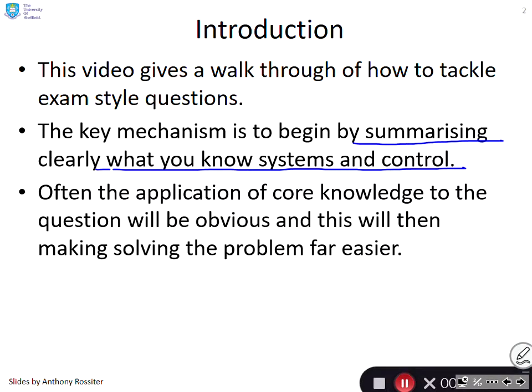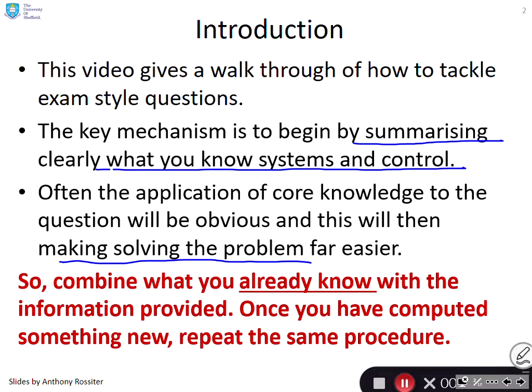Often, the application of your core knowledge, what you already know, to the question will be obvious, especially when you think about it, and if you do this, it will make solving the rest of the problem far easier. So in summary, you need to practise combining what you already know. The key thing is to identify what I already know, and then add that to the information that the question has provided. Once you've done this, you'll find it straightforward to get new information, and then you can repeat the procedure as you work through the problem.